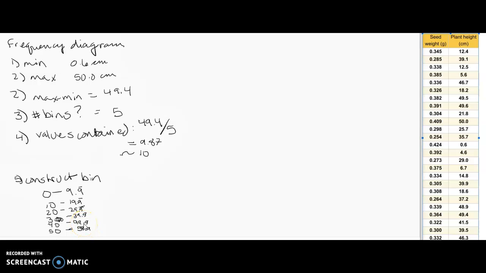And what we're going to do then is count the number of plants that fit into those values. So from that column, 0 to 9.9, I have 4, 10 to 19.9, 5, 3 for the next one, then 5, and then 8 for that last bin. Actually, this is 7, and then 1 for that last one. Okay, so I have my frequencies, and now I just need to draw my frequency diagram.